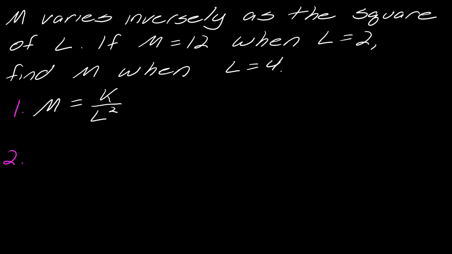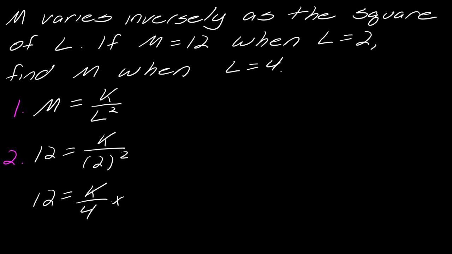So now I've got 12 equals K over 2 squared. Now I go through and solve for K. So this is 12 equals K over 4. Then I can multiply both sides by 4 to cancel out the fraction. So then for my third step, I'm getting that K is equal to 48.